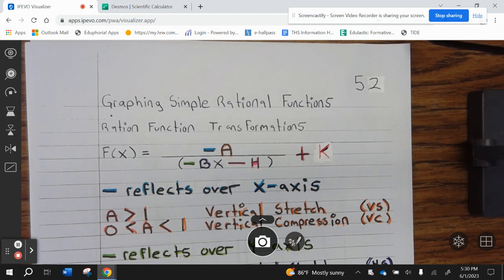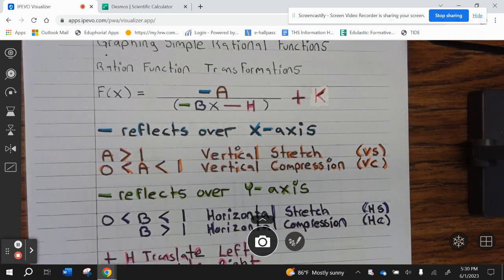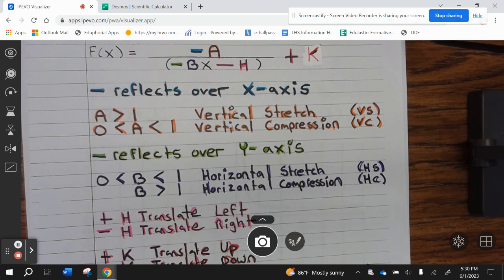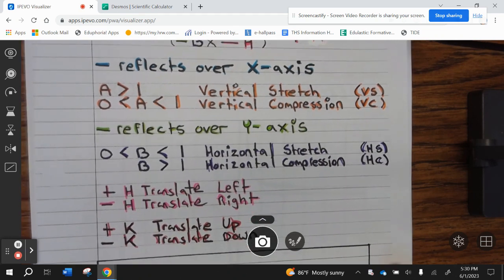So we're on journal page 52, graphing simple rational functions. Rational function transformations. When f of x equals negative a divided by parentheses negative b times x minus h, plus k, if the negative in front of a reflects over the x-axis. If a is greater than 1, it's a vertical stretch. When a is greater than 0 or less than 1, it's a vertical compression.